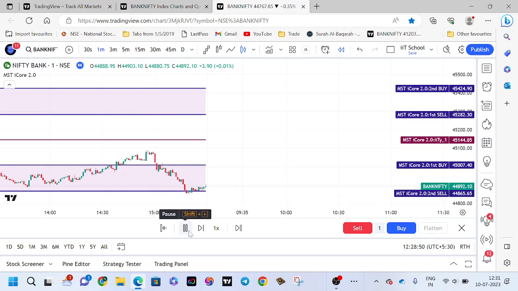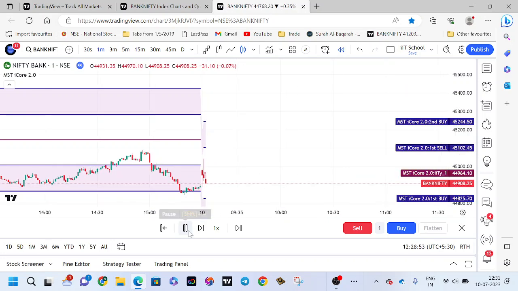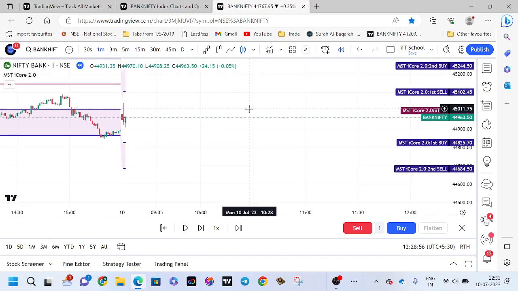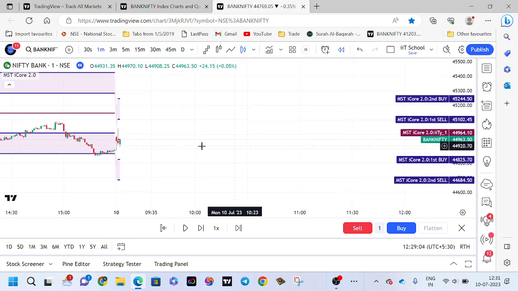I am going to play the bar button. See here, once the market is open, within 1 or 2 minutes our levels are getting formed. Why is it taking 1 or 2 minutes? Because we have used machine learning and deep learning concepts along with a Python automated system. Once the market is open, the software will try to learn the movement of the market, the psychology of the market. So it takes some time to form these 5 lines.